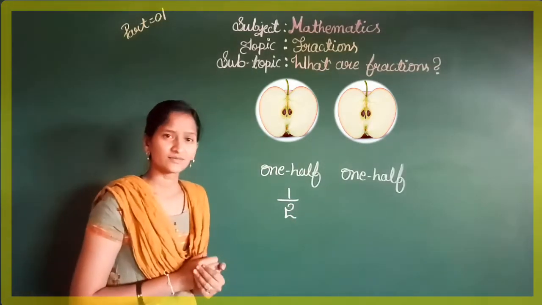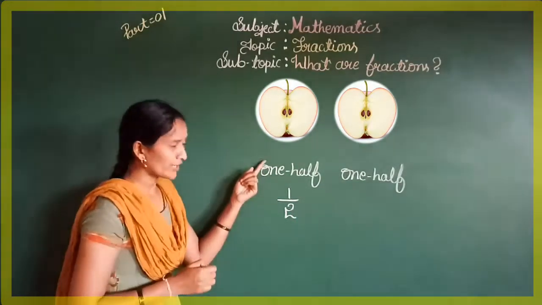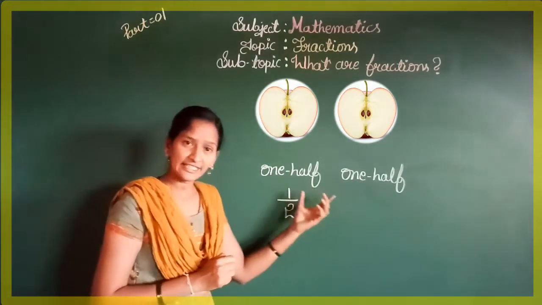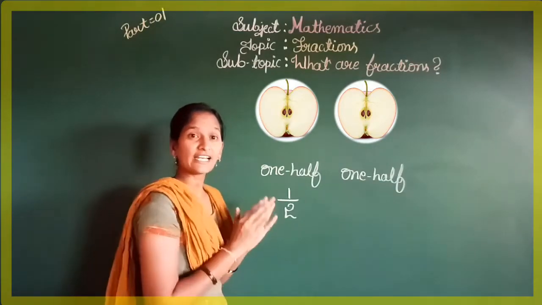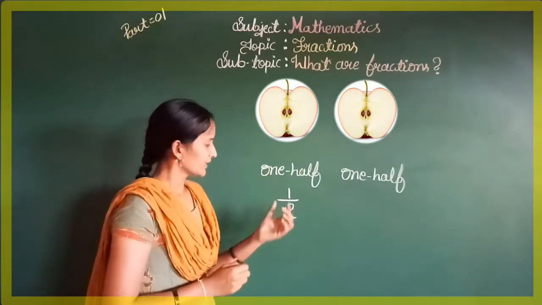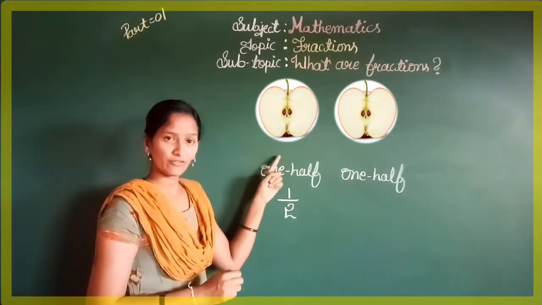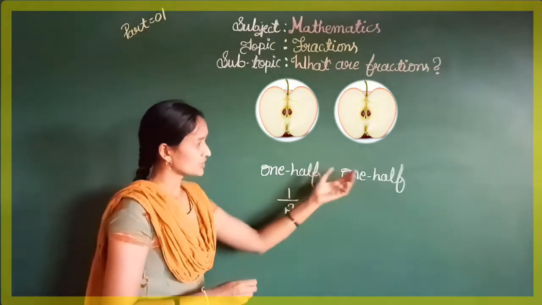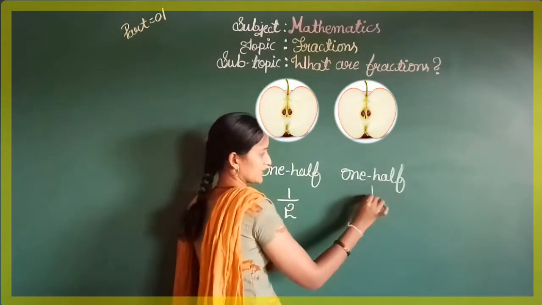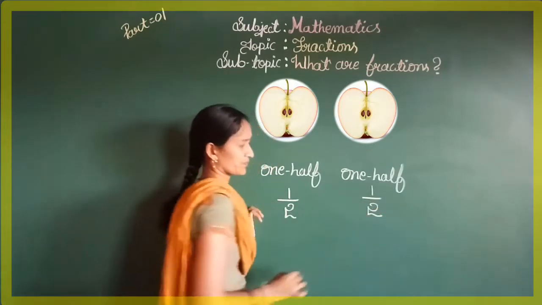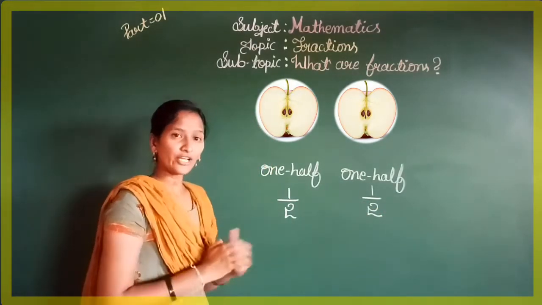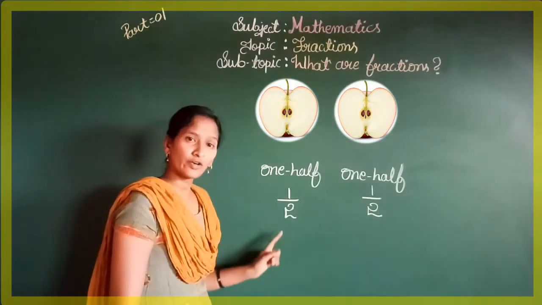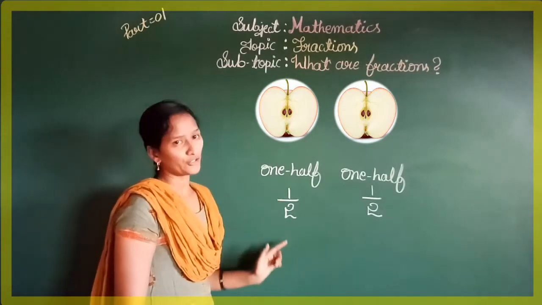So what is this 1/2? It is one part out of 2 equal parts. Are they equal? Yes, they are equal. So it is one part. One half is one part out of 2 equal parts. So this is also one half. The same, I am writing as 1/2. Right? So how can you write this? It is 1/2, or 1/2, or 1/2.